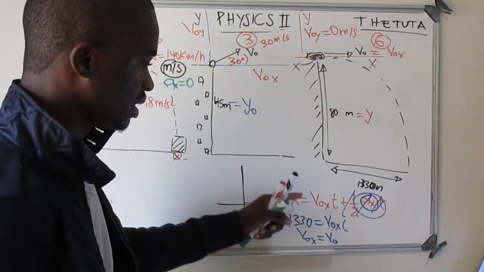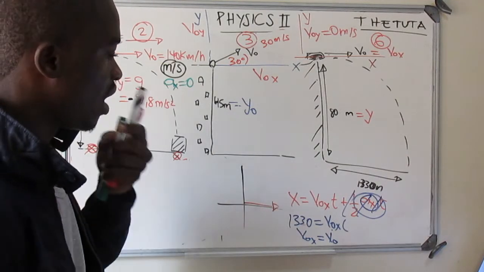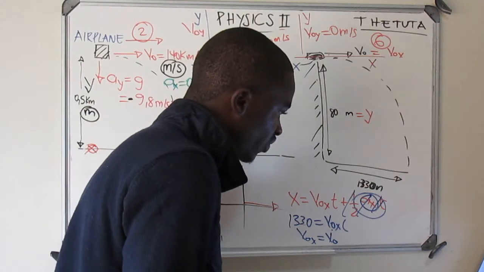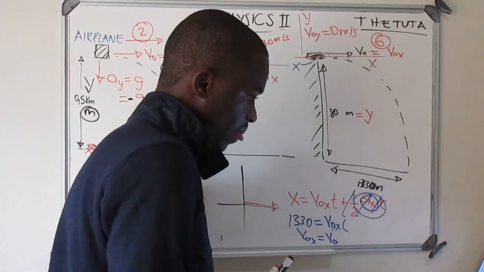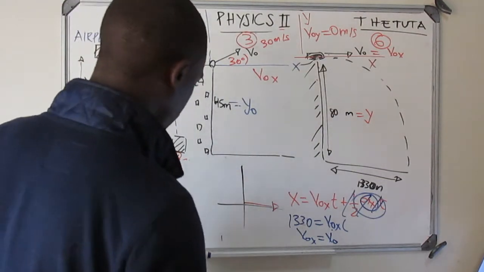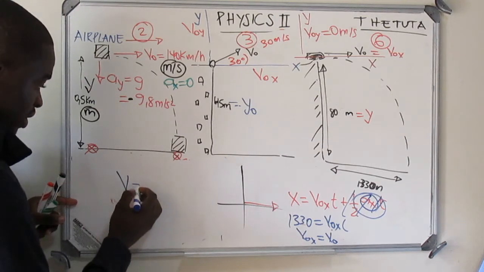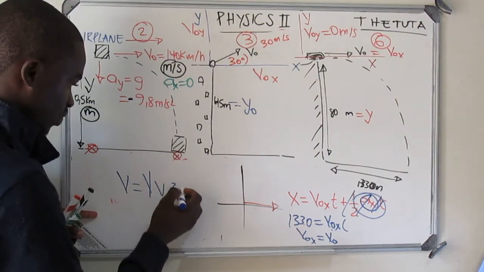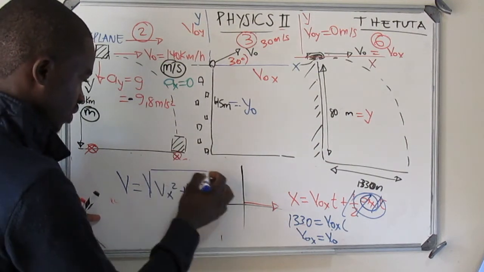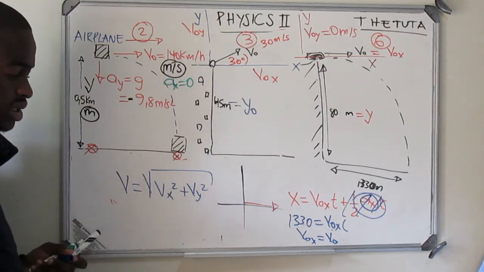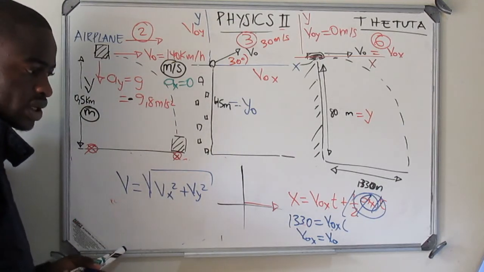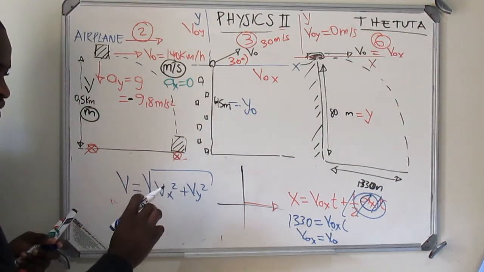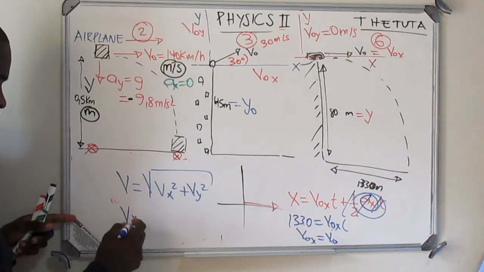Once you have this, now you can do the calculation for the next question. What is the speed of the shell when it hits the ground? Remember, as I said, it's all about your Pythagoras. The speed is going to be equal to the square root of the speed in x squared plus the speed in y squared. Because we're in 2D, we're always going to have Pythagoras. In x we already know our value. What we are missing is just the final velocity in y.